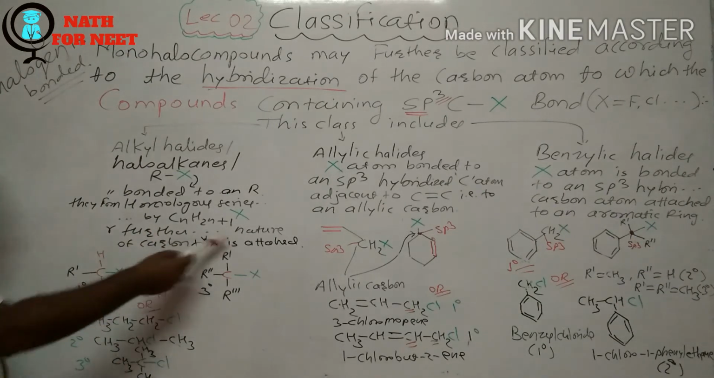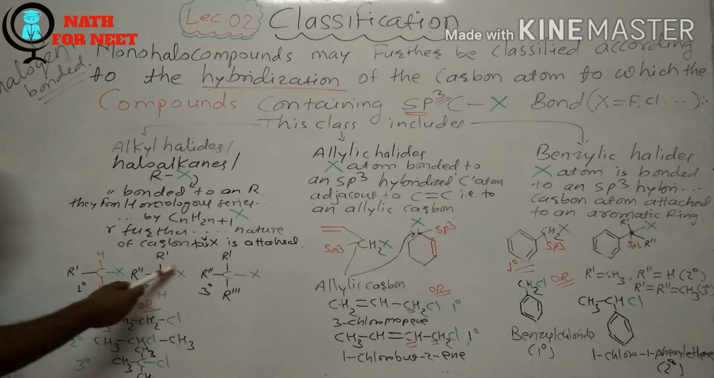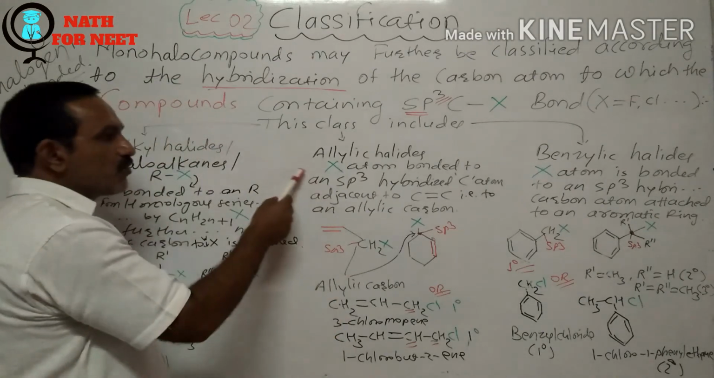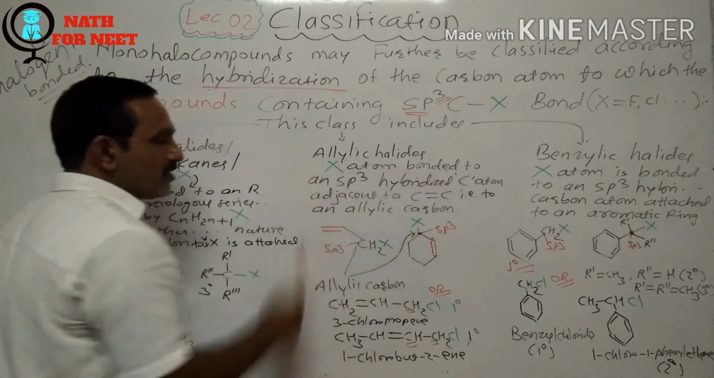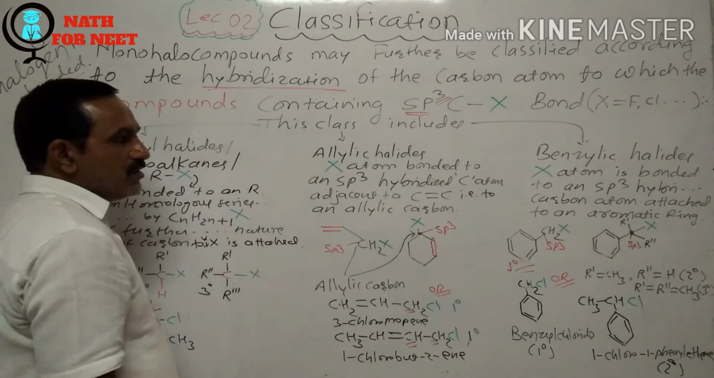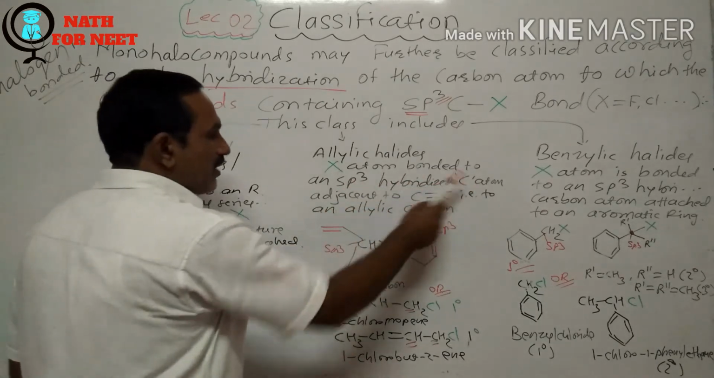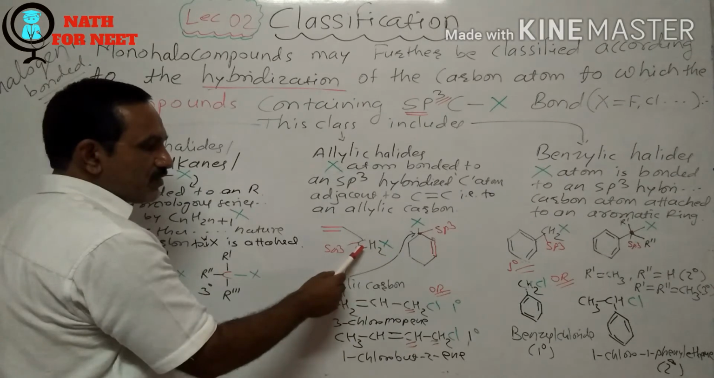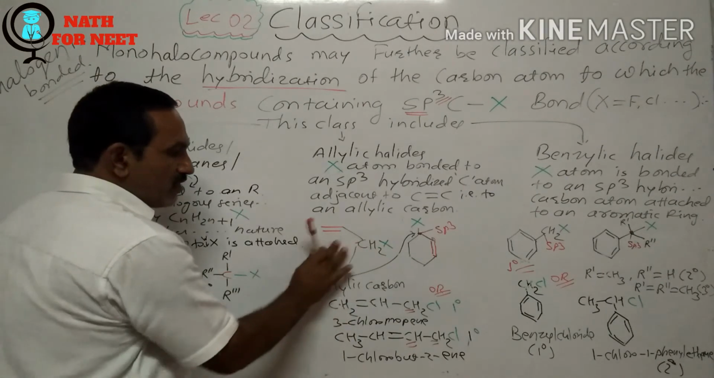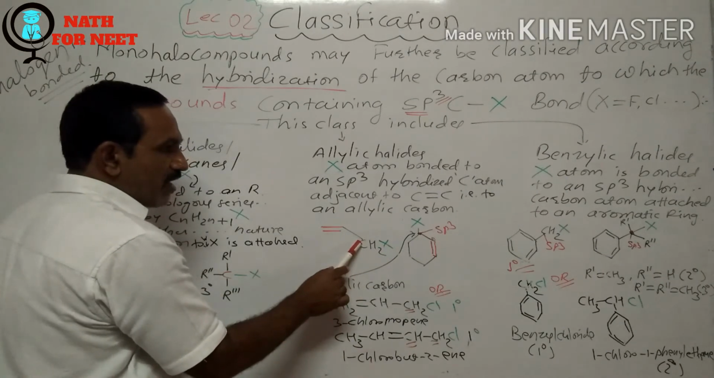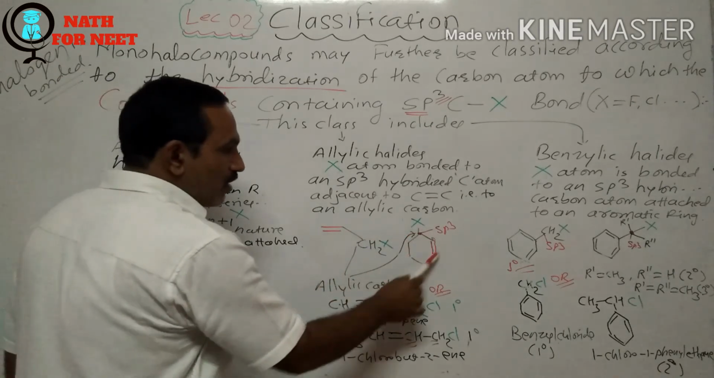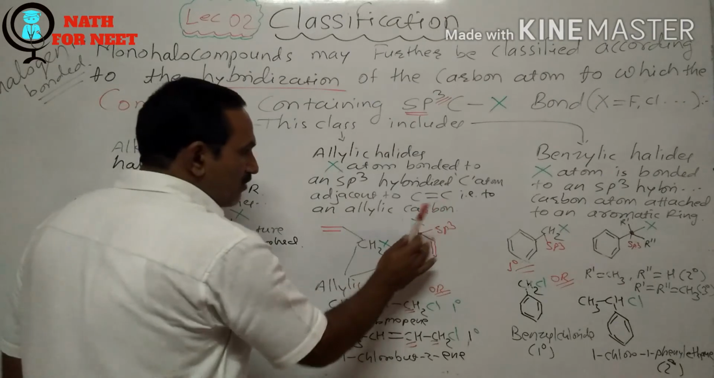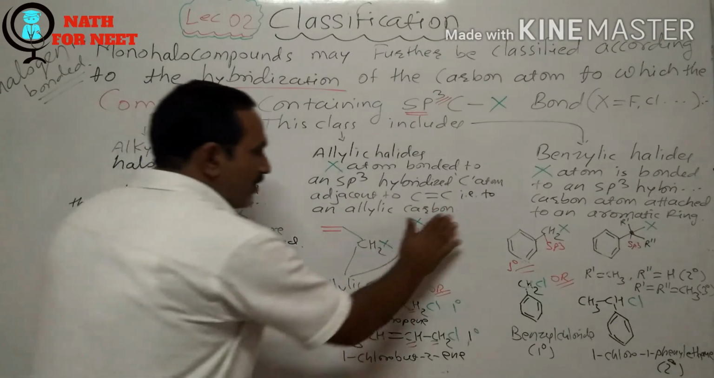the carbon atom to which the halogen is bonded. Then the allylic halides: these are the compounds in which the halogen atom is bonded to an sp3 hybridized carbon atom. This halogen is bonded to this sp3 hybridized carbon. Here this carbon is sp3 hybridized. Here also this is the aromatic ring, and this halogen is bonded to the sp3 hybridized carbon. This carbon is sp3 hybridized here.